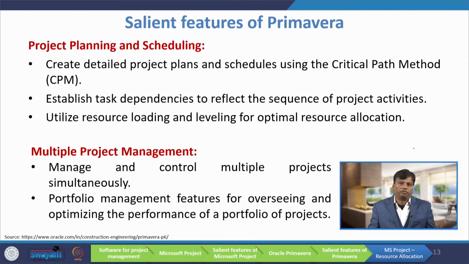Now, we will discuss some of the features of Primavera. First, project planning and scheduling. It creates detailed project schedules using the critical path method, and establishes task dependencies to reflect the sequence of project activities. It utilizes resource loading and leveling for optimal resource allocation. Then multiple project management: manage and control multiple projects simultaneously. Then portfolio management features for overseeing and optimizing the performance of a project portfolio are also possible with the help of this Primavera software.